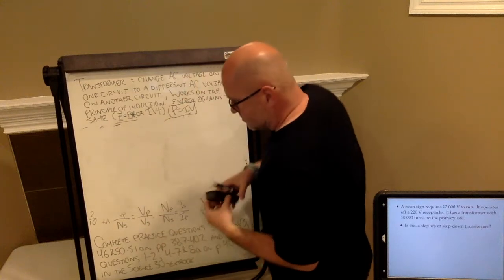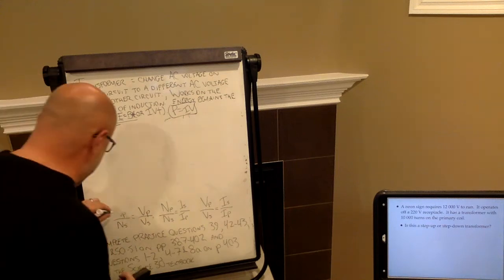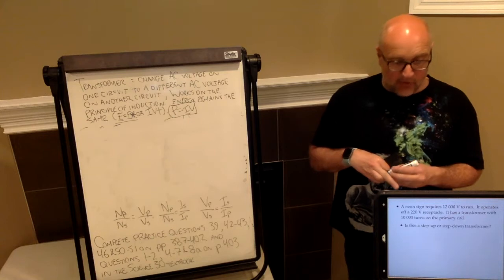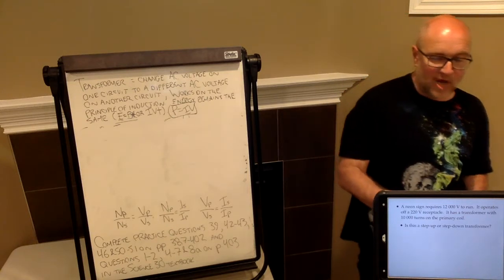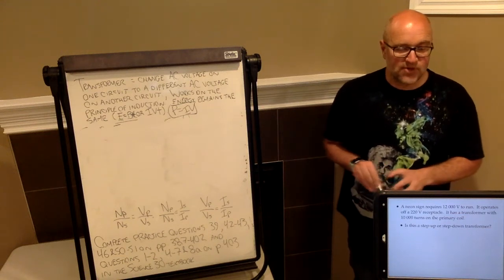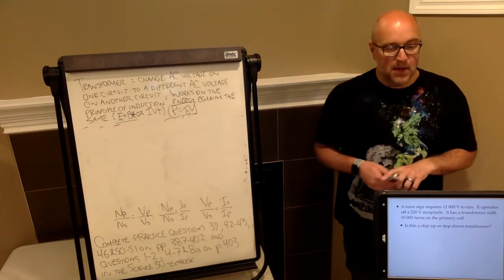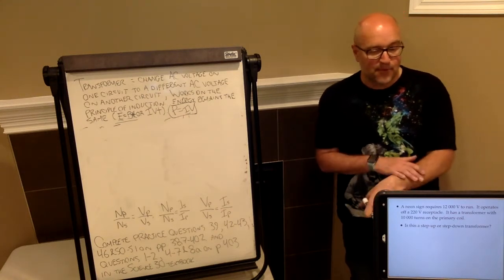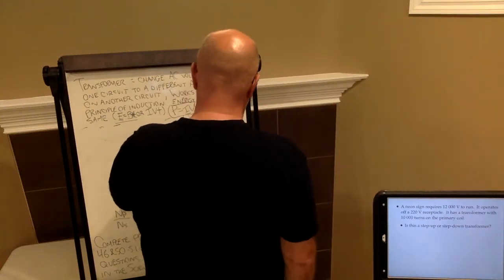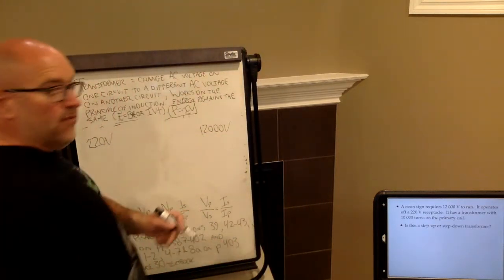Okay. Let me get all my equations back up here. Okay. Here's what I've got. A neon sign requires 12,000 volts to run. It operates off of a 220 volt receptacle. It has a transformer with 10,000 turns on the primary coil. So is it going to be a step-up or a step-down transformer? Okay. So I know that my output needs to be 12,000 volts. My input is 220 volts.